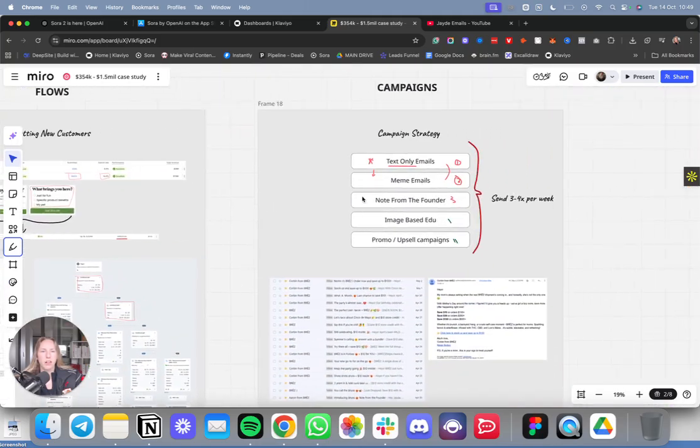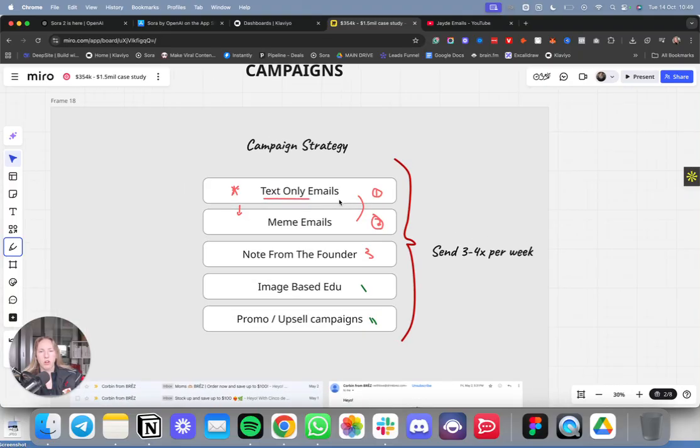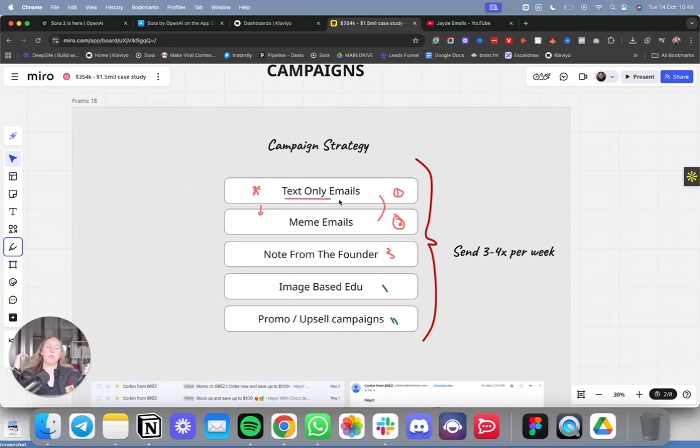Now, in terms of cadence of campaigns, this is our email strategy. We send 3 to 4 times per week. And if you think that that's going to fatigue your audience, you definitely don't know email marketing. Because what we do is we do text-only emails, meme emails, notes from the founder, image-based education, and promo and upsell campaigns. So we're doing quite a variety of campaigns, and with just these alone, you can pretty much do one a day.